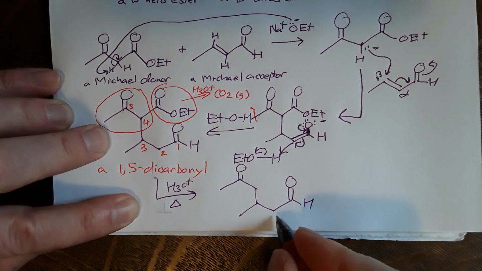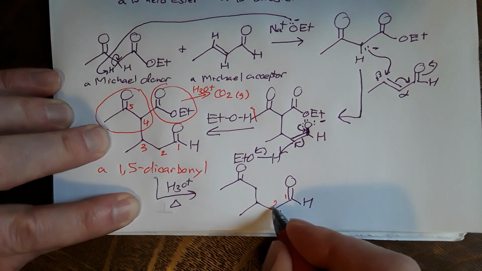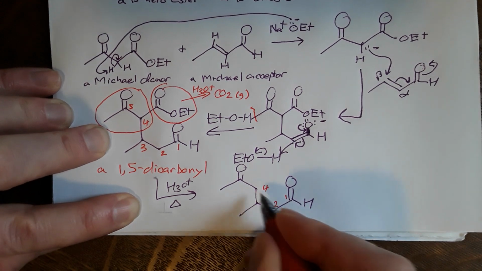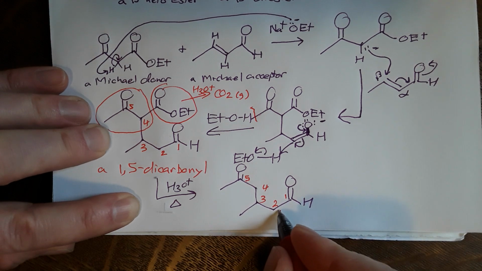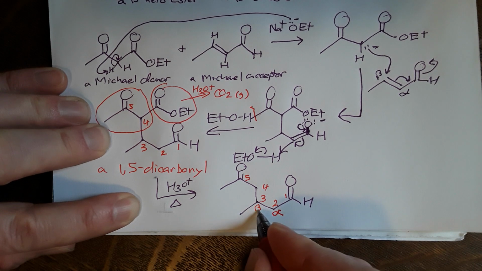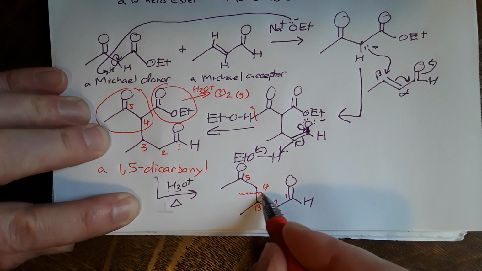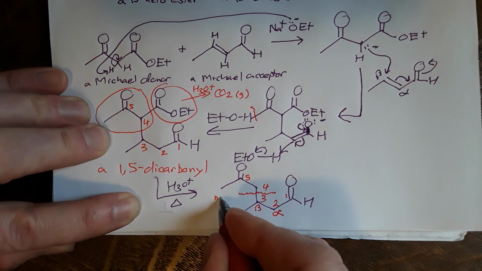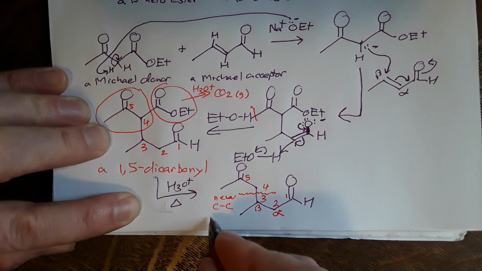And here, let's number first. 1, 2, 3, 4, 5. This is our 1,5-dicarbonyl compound that we made, and here is our original alpha carbon, and this is our original beta carbon. So the new carbon-carbon bond that we made is right here. Carbon-carbon bond.